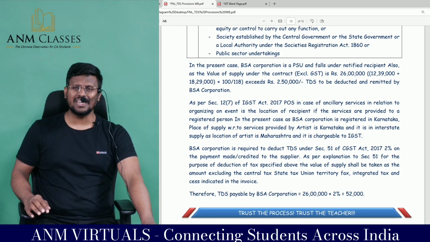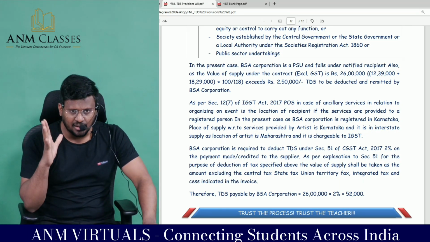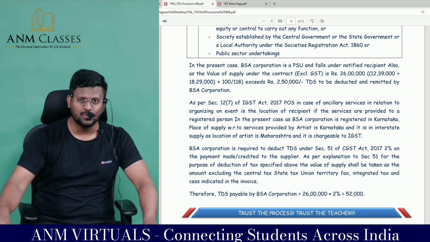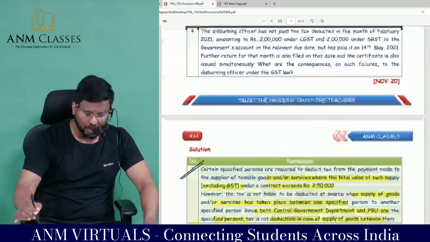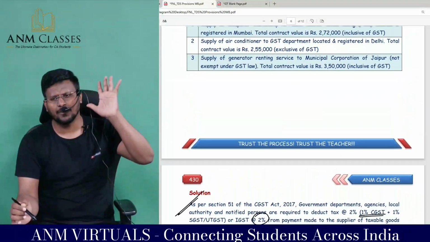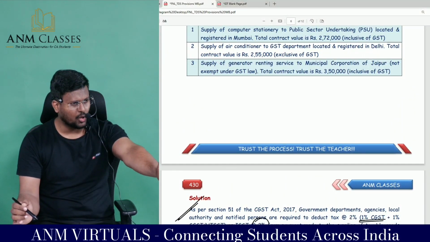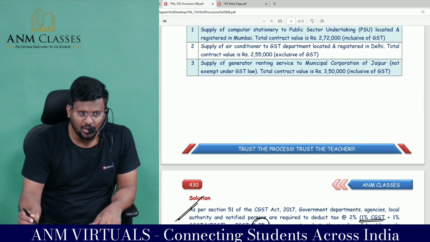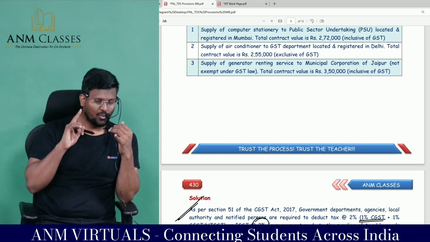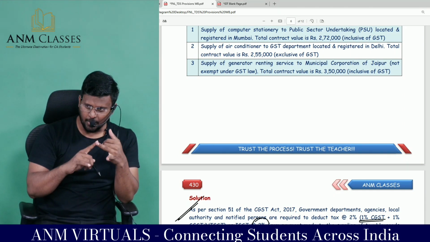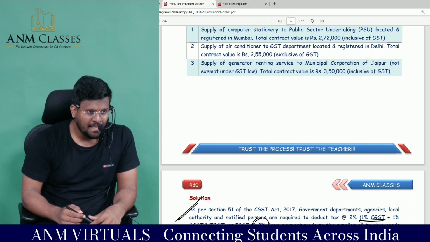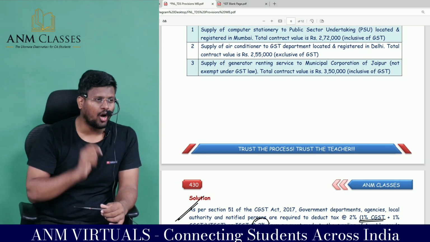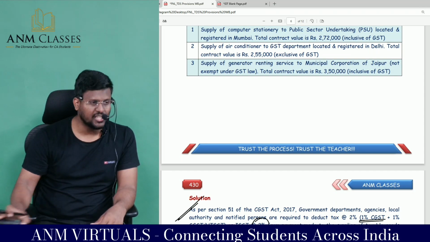With this, we can say that the questions related to TDS and TCS, that is section 51 TDS and section 52 TCS, come to one. If I say one section, you have to say the other details. 51, how much percent? 2%. CGST 1%, SGST 1%, or 52, 1% IGST or 0.5% CGST.